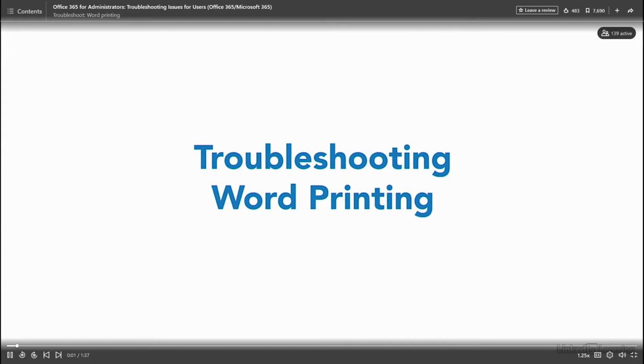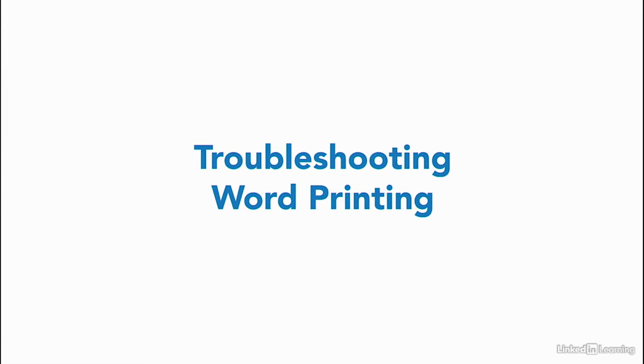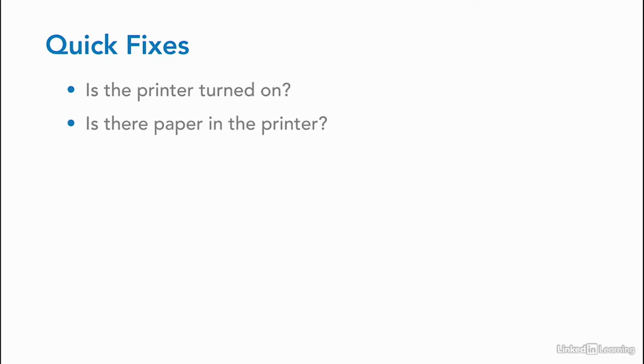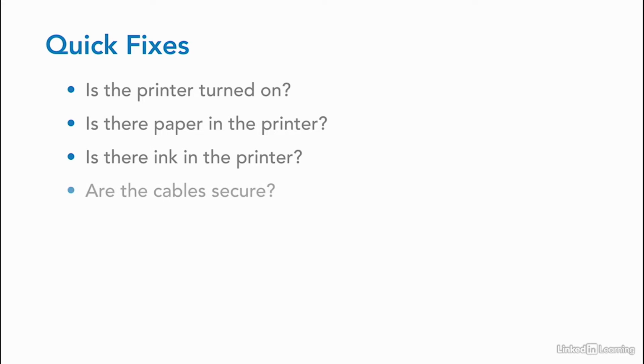In this very quick lesson, we're going to explore some of the common troubleshooting issues and fixes for when you're having issues printing from Word. When your file fails to print, I always start with the quick fixes first, such as, is the printer turned on? Is there paper in the printer? Is there ink in the printer, including all of the different colors? Some printers will not print unless every cartridge has ink, even if you don't need that color for your print job. Are the cables secure?